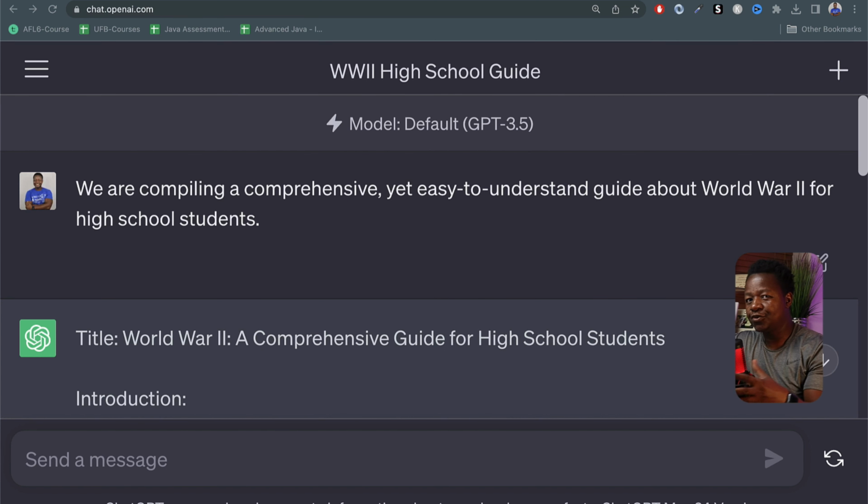So what I want you to do before you go to the next lesson is to find ways where you can use this framework, which is the clarifying objective framework. The idea is that you have a very defined objective, which is in this case to give us a comprehensive, easy to understand guide about World War II for high school students. Okay, so go ahead and give it a try. Think of something you can prompt ChatGPT with using this framework.